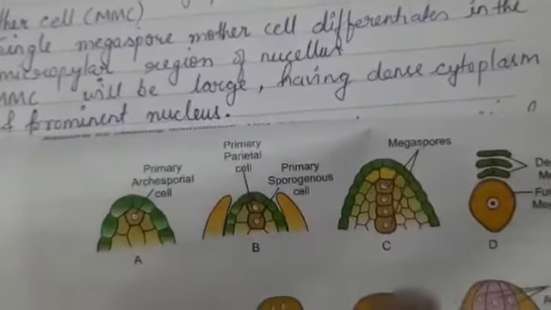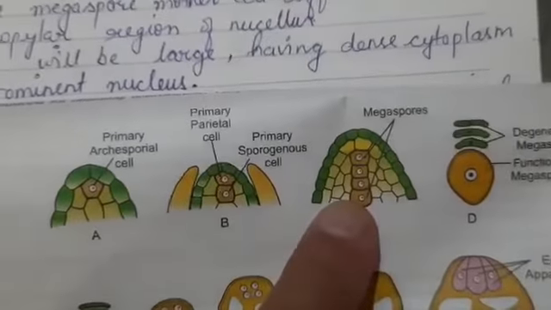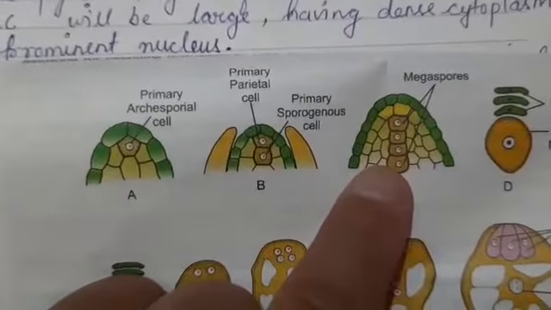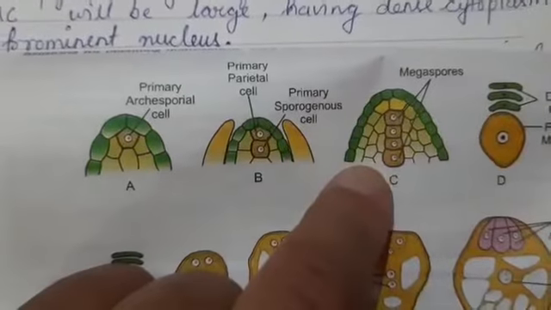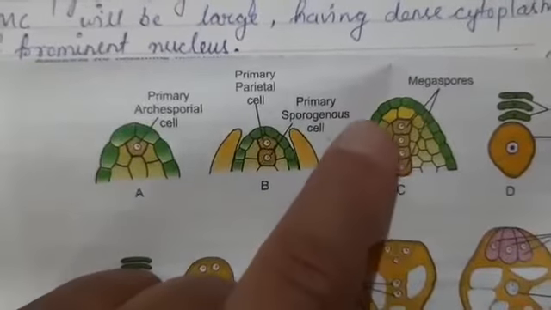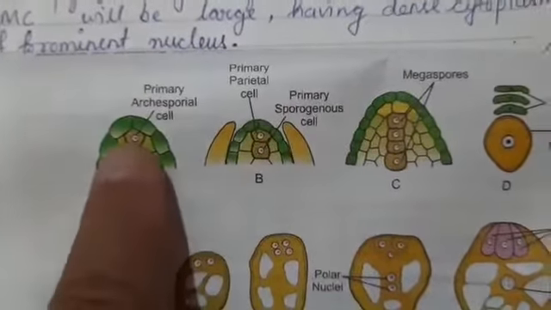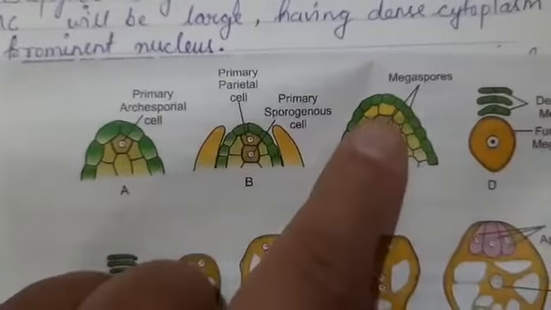Now the megaspore mother cell will undergo meiotic division and will form a linear tetrad. It will divide meiotically and will form a linear tetrad.